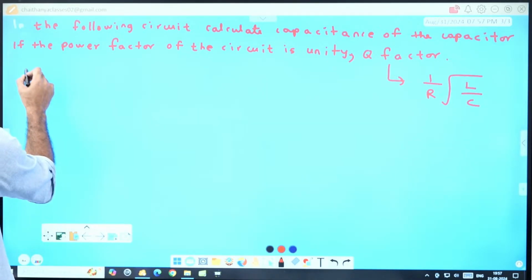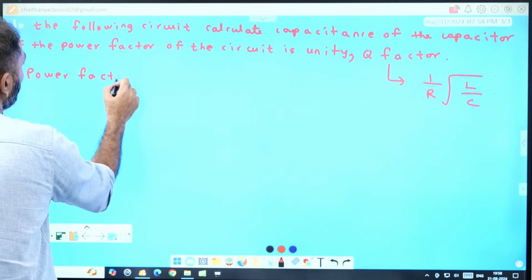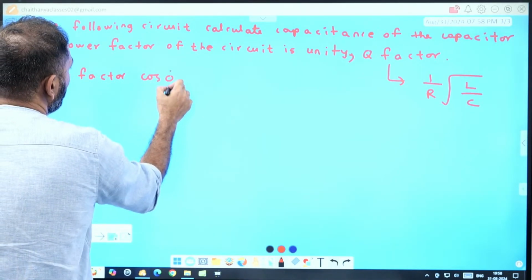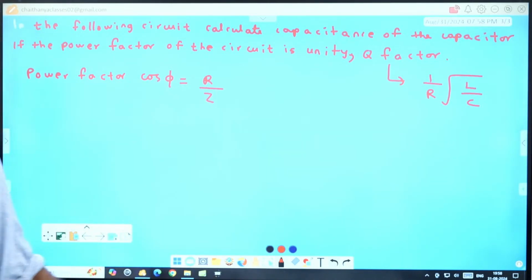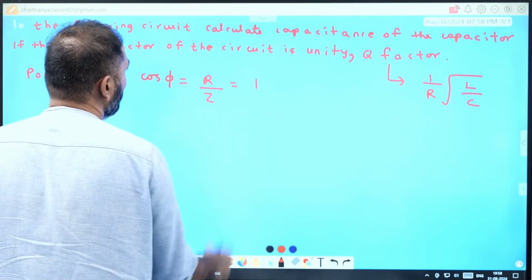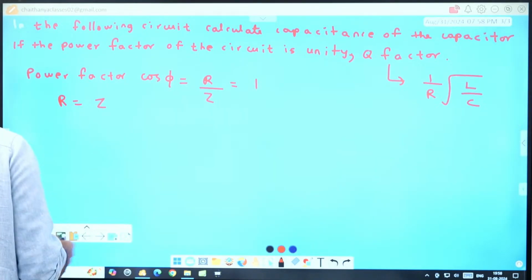See, here power factor is cos phi. Cos phi is equal to R by Z. It is given that power factor is equal to unity, that is impedance equal to resistance.